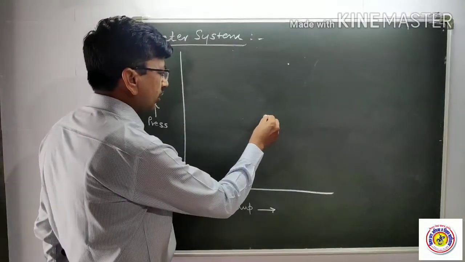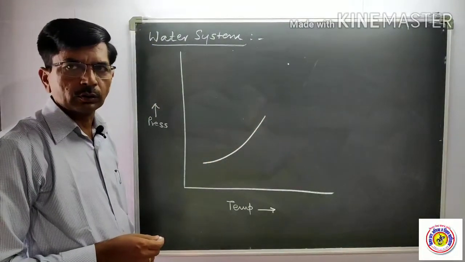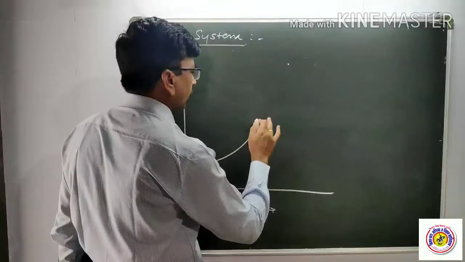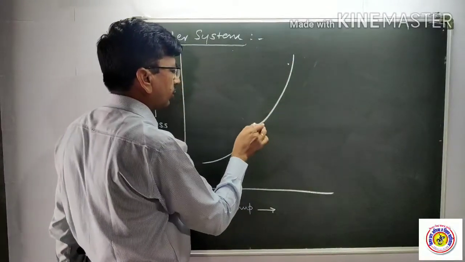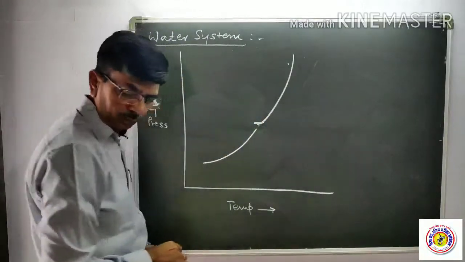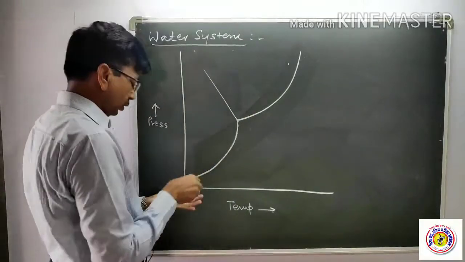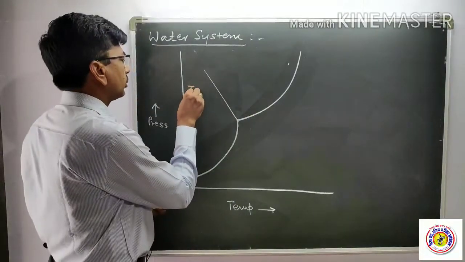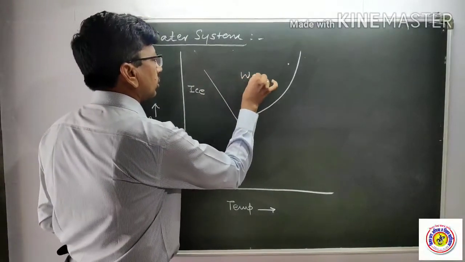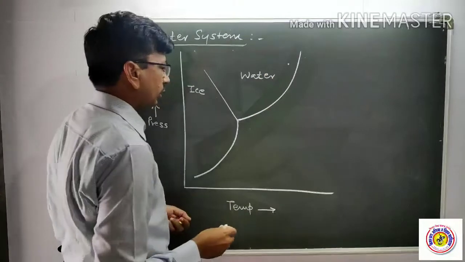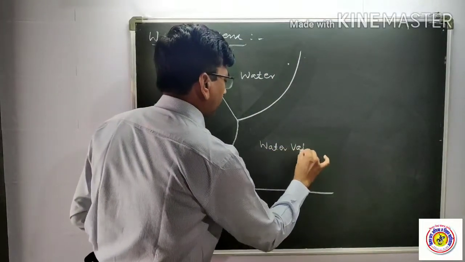Let us try to draw the curves. The first curve is the equilibrium between the solid and vapor. The second curve is between the liquid and vapor. In this region there is ice, in this region there is water, and in this region water vapor.